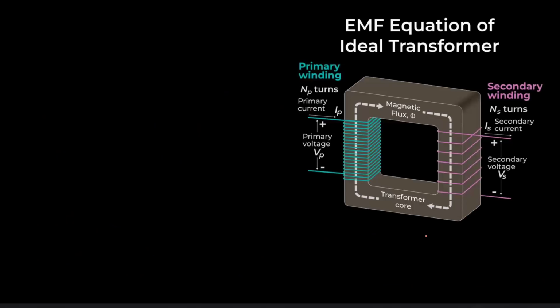Now EMF equation of ideal transformer. First of all, what is an ideal transformer? Ideal transformer is one in which there are no losses, means efficiency of transformer is 100%. So we shall see further what is efficiency.